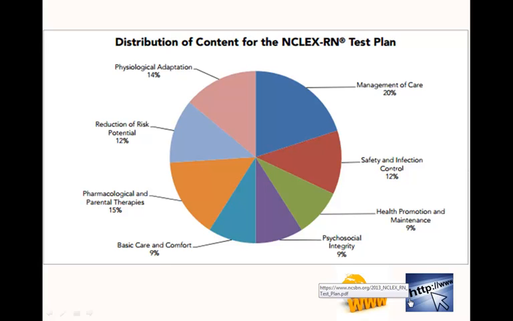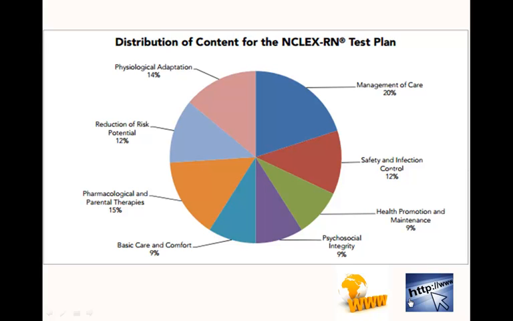But the content of the NCLEX-RN test plan really is organized into 4 major client needs categories. Two of the 4 categories are divided also then into subcategories. But one of the major ones is safe and effective care, and within that is the management of care and also safety and infection control. The second main category that you'll be tested on is health promotion and maintenance. The third major category that you'll be tested on is the psychosocial integrity. And then the last one will be physiological integrity.